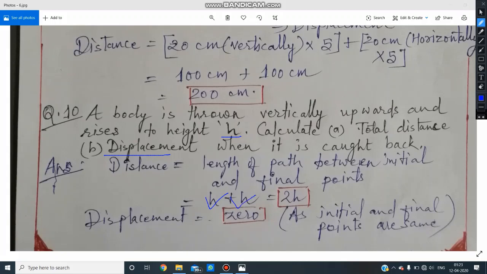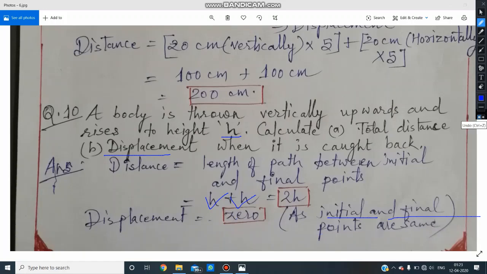Whereas when you are throwing the body vertically upward and finally it is caught back after the journey, definitely initial and final points are the same, and so displacement stands to be 0.